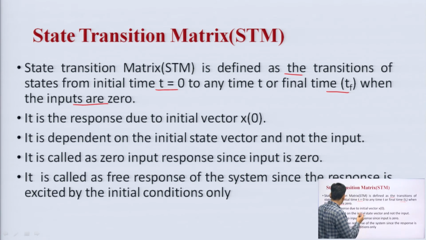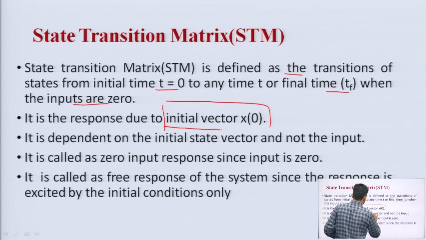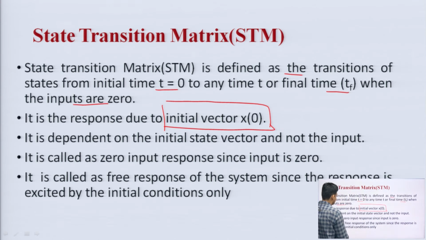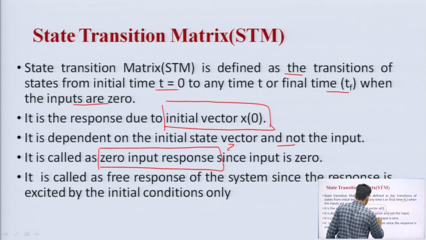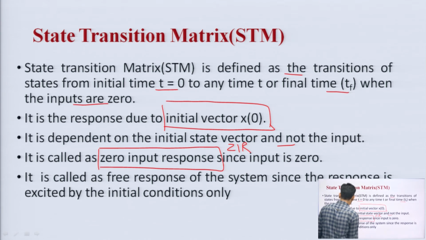Okay. So, here the input is our initial condition, right. So, it is the response due to the initial vector x 0. It depends on the initial state vector, not on the input. So, it is called zero input response, since the input is 0. In short, we call it ZIR. It is also called free response, because we are not providing any input, and our system is driven only by initial conditions.